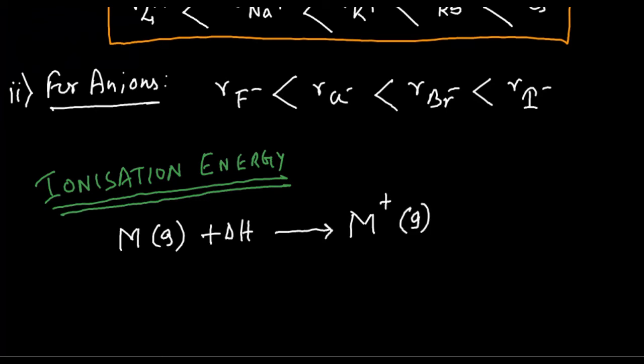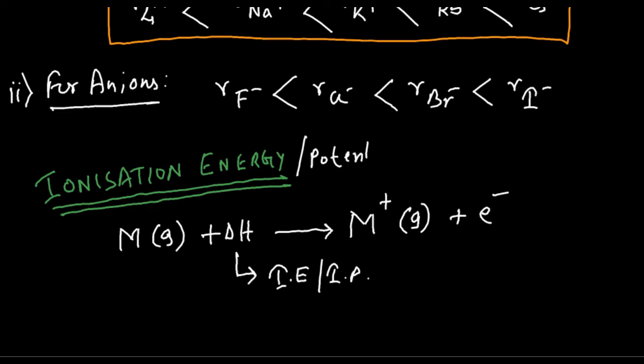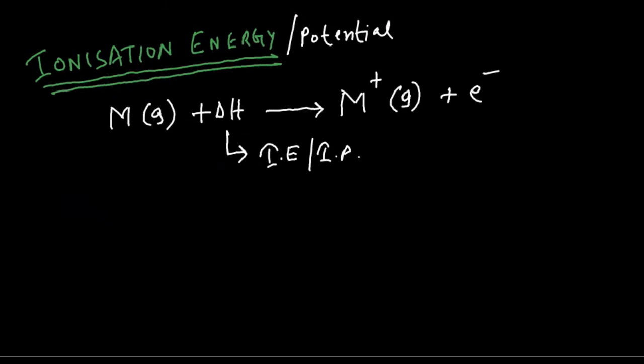This is a gaseous cation, and this electron is lost from M. So this particular energy, that is the amount of energy required to remove the loosely bound electron from the valence shell, is called the IE, or IP. We can also call it ionization energy or ionization potential. So this amount of energy is called ionization energy or ionization potential, right?